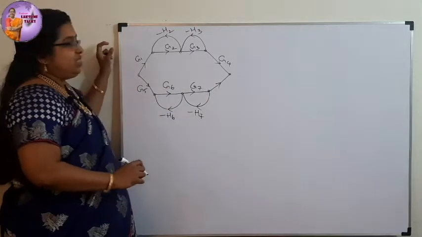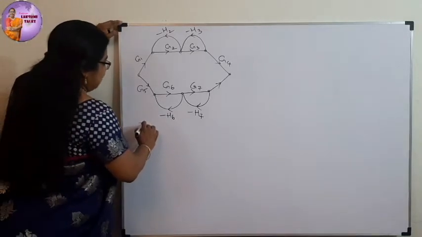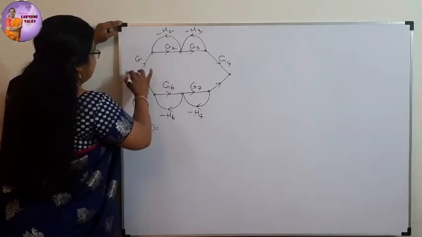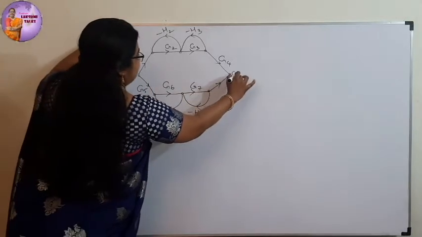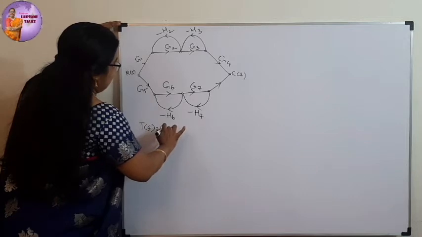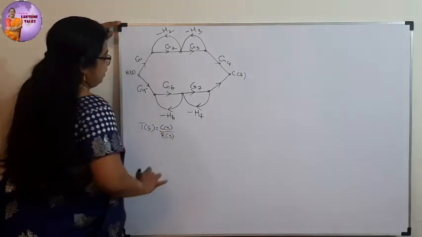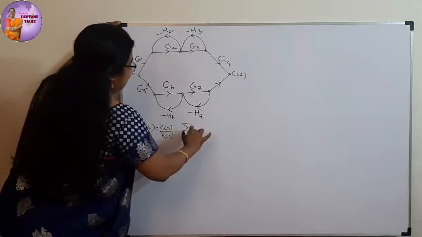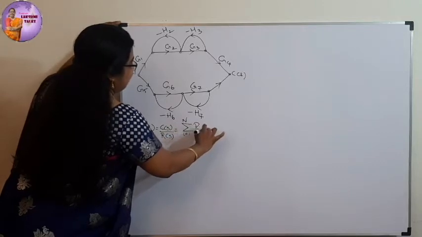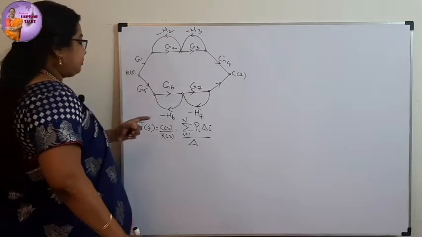We have Mason's gain formula, right? So what does Mason's gain formula say? The transfer function T(S) is equal to, let this be R(S) and this be C(S). It is nothing but the Laplace transform of output by the Laplace transform of input, which is equal to summation i equals 1 to N of Pi delta i, the whole divided by delta.